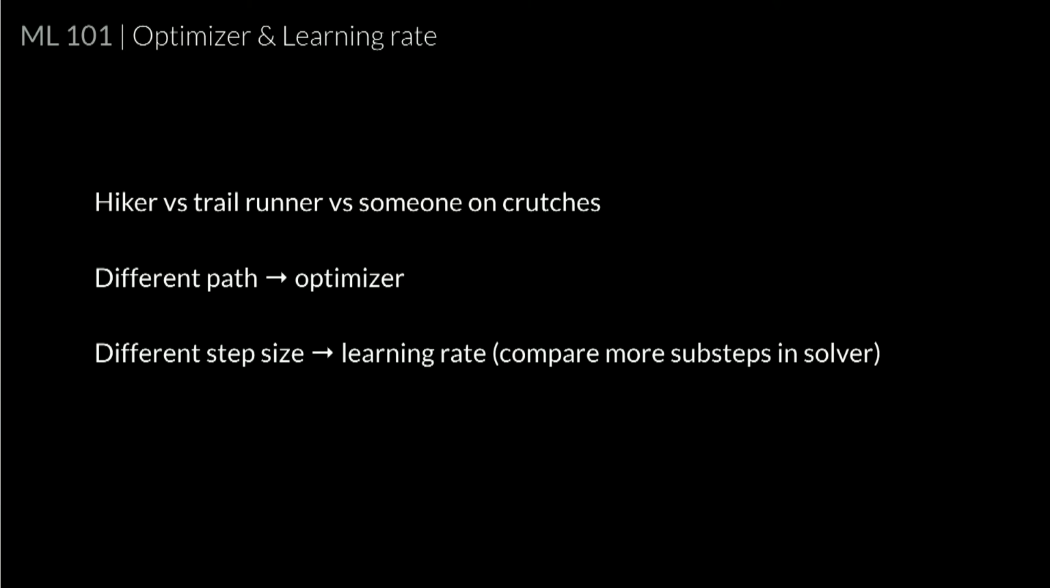Optimizer corresponds to who is walking down that hill. In our mountain example, hikers, trail runners, or someone on crutches would take very different paths. They may also take different step sizes, which is the learning rate. Bigger steps get you down the hill faster, but may not take the best path or find the lowest point.